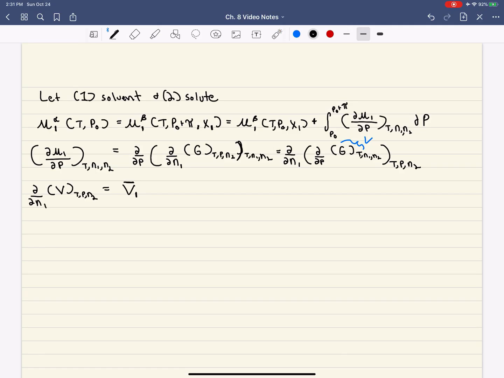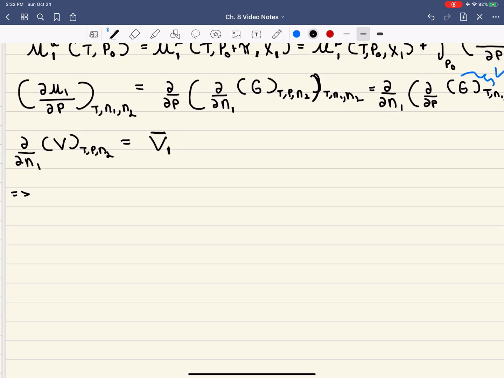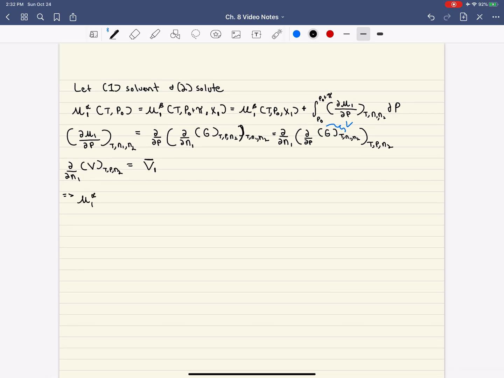And so we're taking the partial derivative of the total volume with respect to the moles of the solvent. And so that also by definition, is just the partial molar volume of the solvent. So V1 bar. Okay? All right, and so now that we've shown what this term is, we can plug this result back in here. So now we have mu1 alpha at T, P naught. We know that in the alpha phase, it's just pure solvent. So we could just call this the standard state chemical potential for the pure species. So that's going to be equal to mu1 beta at some temperature, P naught, x1 plus the integral from P naught to P naught plus pi of the solvent partial molar volume dP.